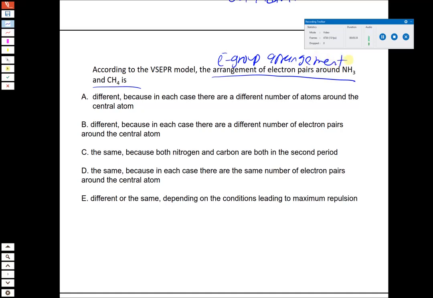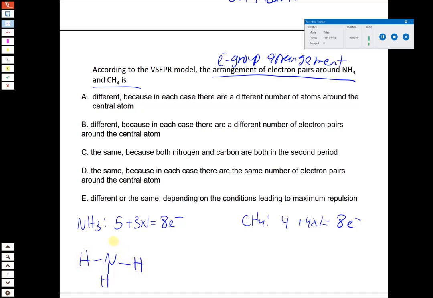So we have to draw Lewis structures for each of these. So NH3, we have 5 valence electrons from nitrogen, 3 times 1 for hydrogens. We have 8 valence electrons, and same for CH4. We have 4 valence electrons from carbon, now we have 4 hydrogens that each supply 1. So we have 8 valence electrons for each of these. Relatively simple Lewis structures.